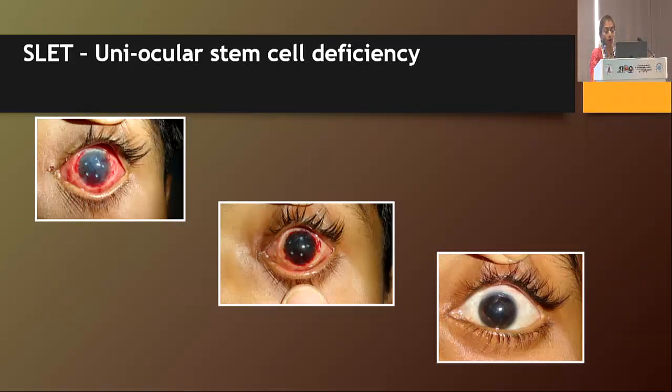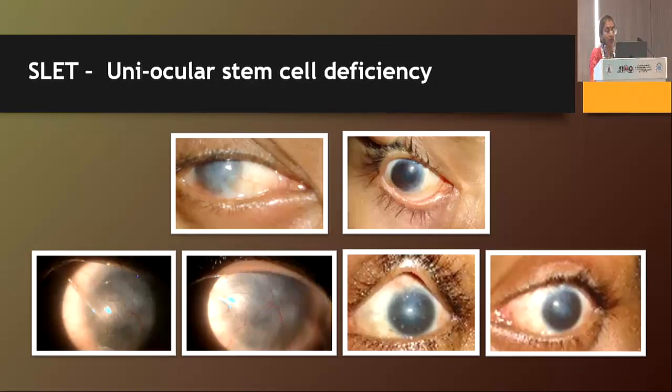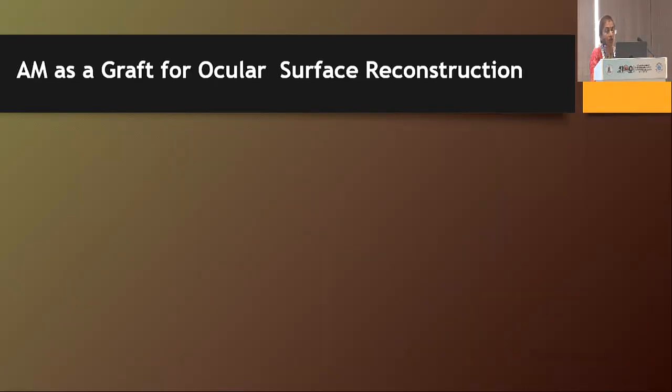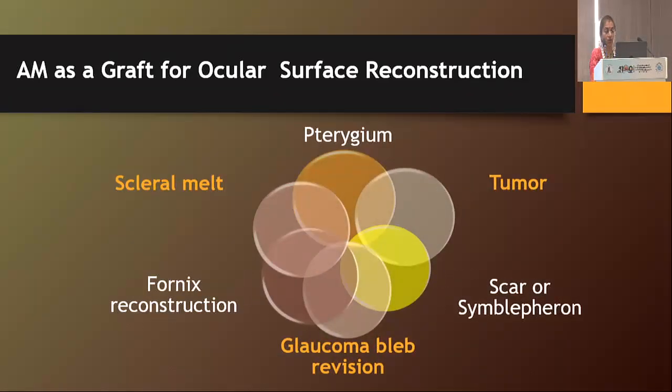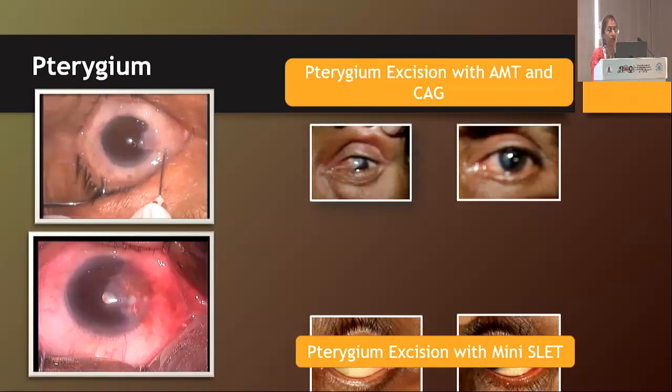SLET I am not going to talk about. This was a patient with chemical burn, and this was covered very well. A few more cases of stem cell deficiencies. So amniotic membrane can be used for ocular surface reconstruction in various types of ocular surface disorders.